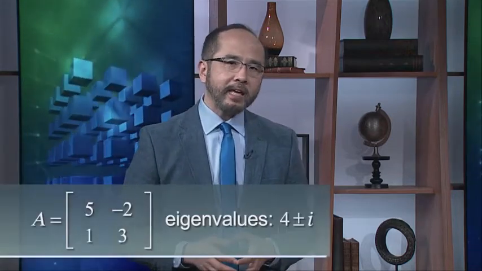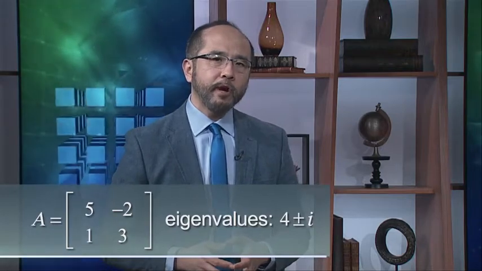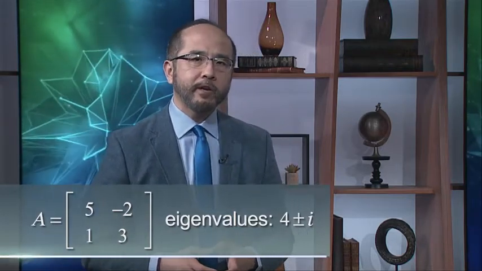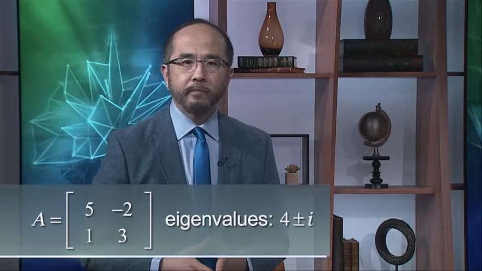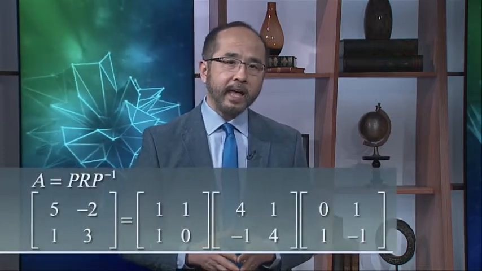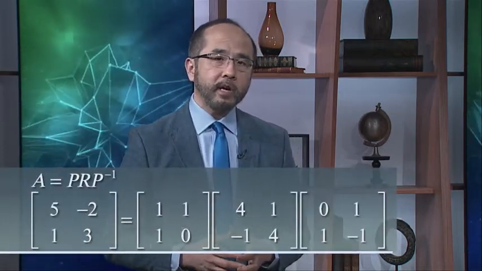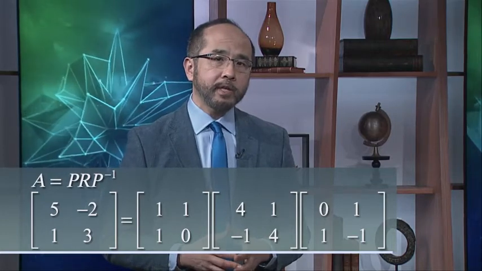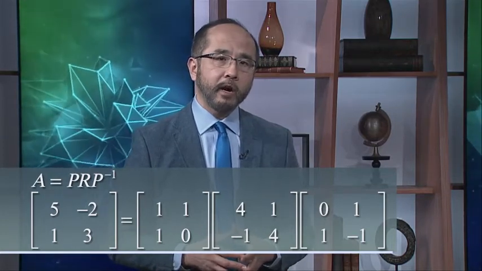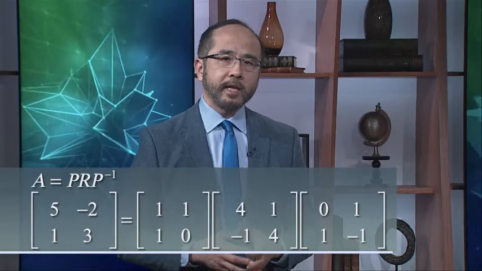For instance, A equals 5, minus 2, 1, 3 has complex eigenvalues 4 plus or minus i. And indeed, A equals P times R times P inverse for some scaled rotation matrix R. That's pretty neat because it means 2x2 matrices with complex eigenvalues really correspond to scaled rotations in the plane warped along certain axes. We now have a geometric picture of what complex eigenvalues mean.